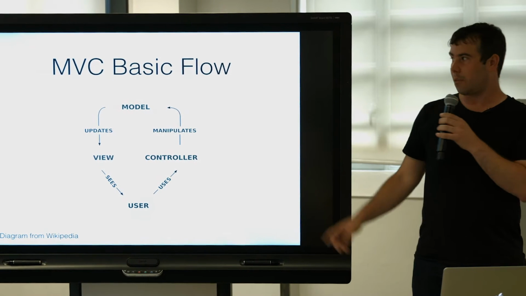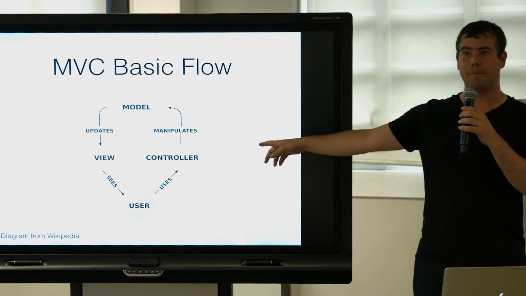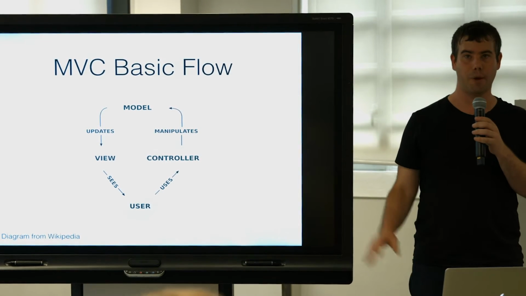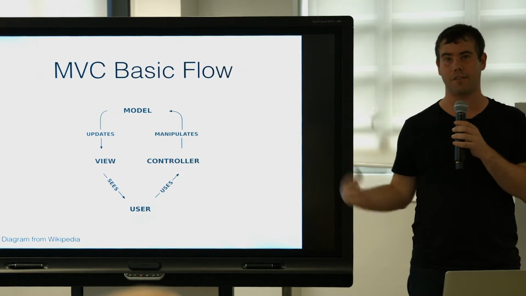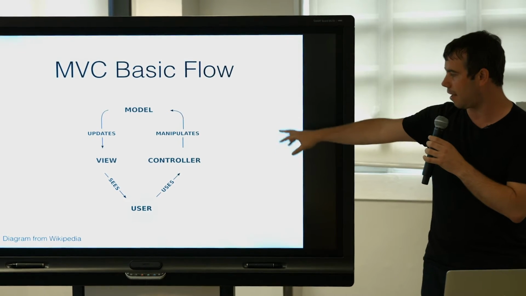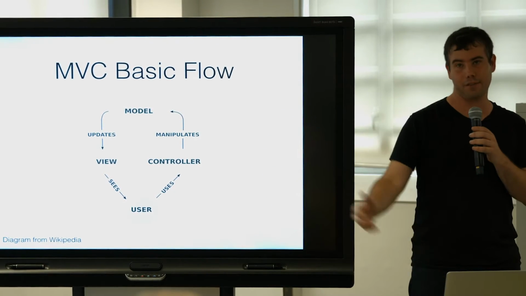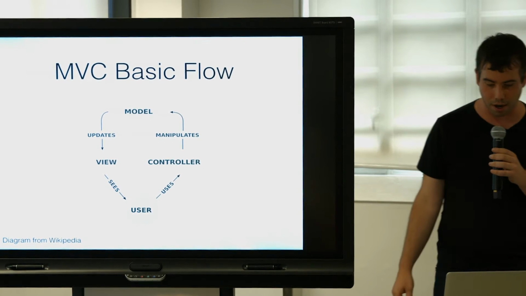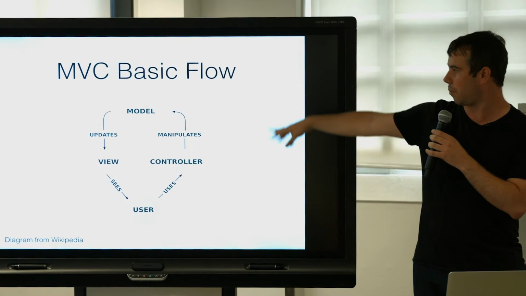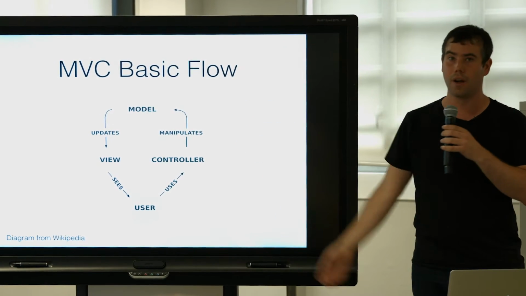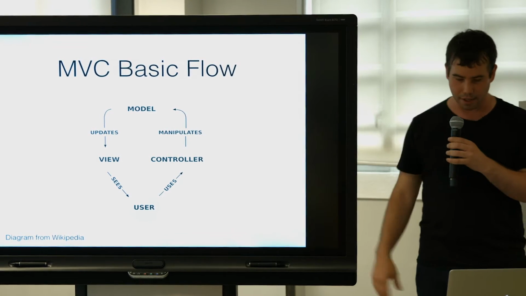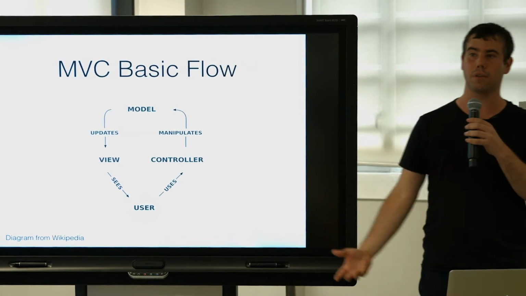So everyone has seen this before, right? MVC is something that I assume everyone's familiar with. We have three components. We have the model, we have the view, we have the controller. This specific example is from Wikipedia, which is a fairly reputable source. And what happens is that the user interacts with the view or the controller, which updates the model, which updates the view.